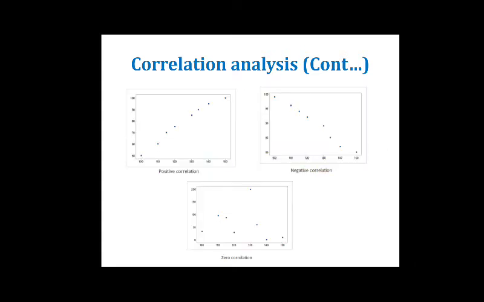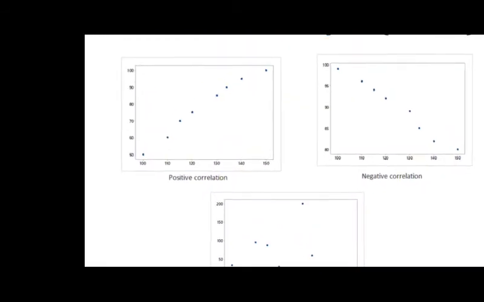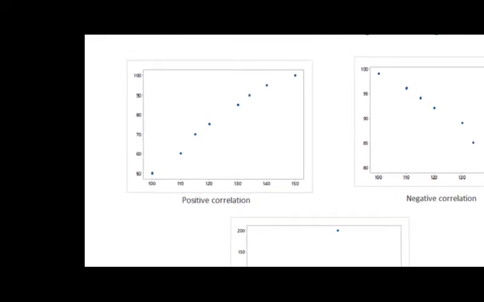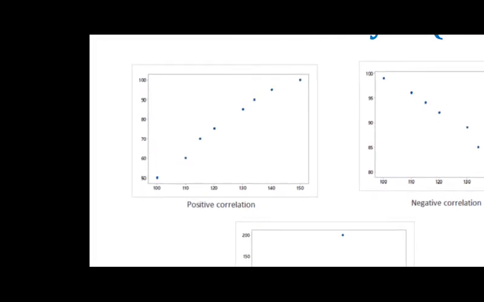So here the graphs are showing the positive, negative and zero correlation. You can see here in the first diagram there is positive correlation, means values are increasing from 100 to 150. Same on the other axis, values are increasing from 50 to 100, right? So for that 100 and 50, both values are increasing towards 110 and 60. So both values are increasing.